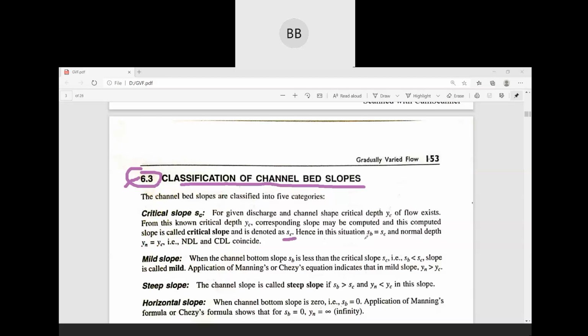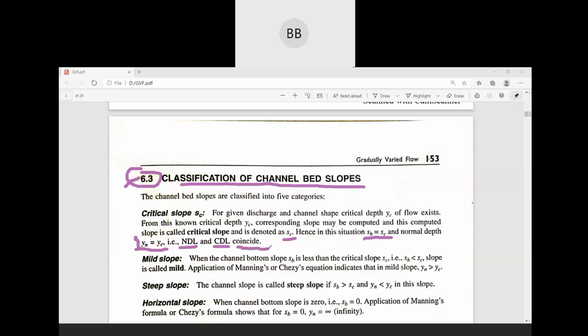in this situation, your bed slope and critical slope are the same, equal. Okay, and your normal depth you can say is equal to your critical depth. When your normal depth is equal to your critical depth, or you can say your bed slope is equal to critical slope, you can say that slope is our critical slope. When normal depth is equal to critical depth, the normal depth line NDL and the CDL, critical depth line, coincide.